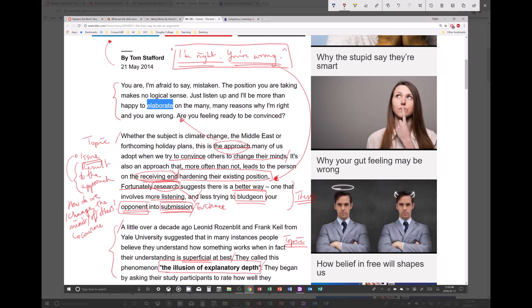And the next sentence talks about the evidence. So it talks about their study and what they found with this illusion. I'll stop right there. Now we have enough points. At least we know what the thesis statement is, and one of the reasons why it is better to listen than to, let's say, talk when you try to convince somebody. So let's see what that looks like.